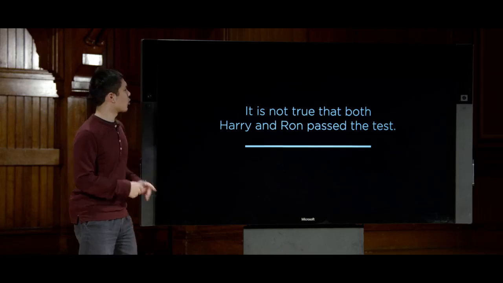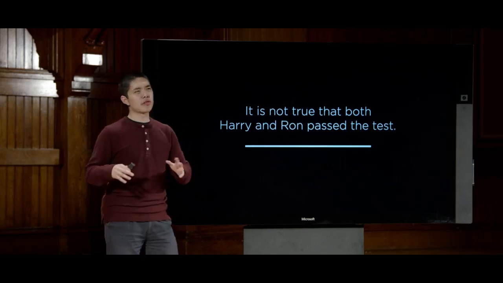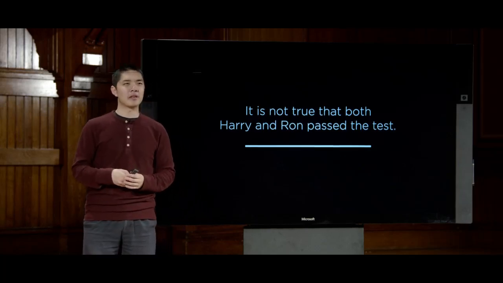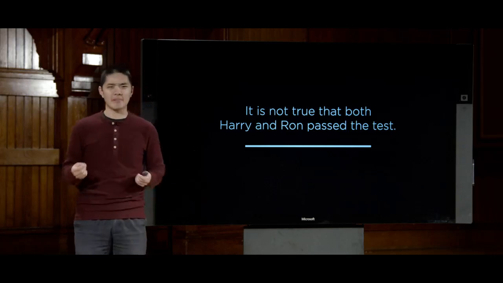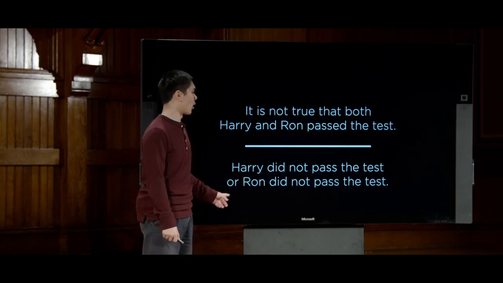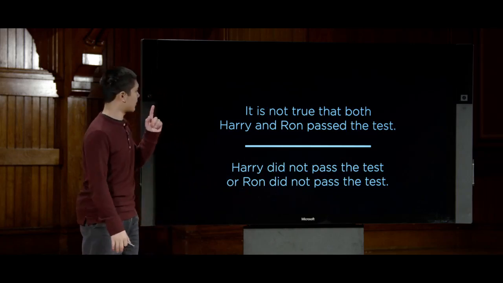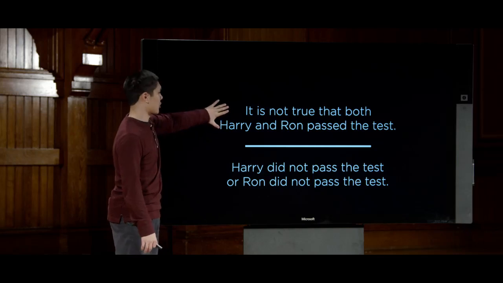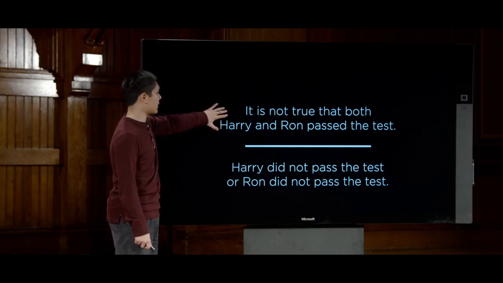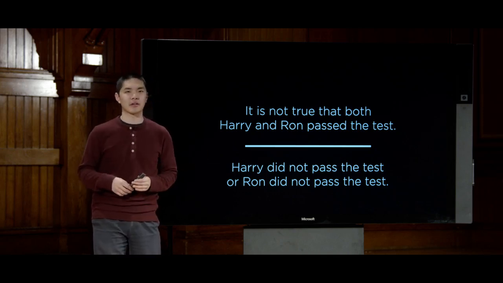What does that mean? Well, if it is not true that both of them passed the test, well, then the reasonable conclusion we might draw is that at least one of them didn't pass the test. So the conclusion is either Harry did not pass the test or Ron did not pass the test, or both. This is not an exclusive or. But if it is true that it is not true that both Harry and Ron passed the test, well, then either Harry didn't pass the test or Ron didn't pass the test.